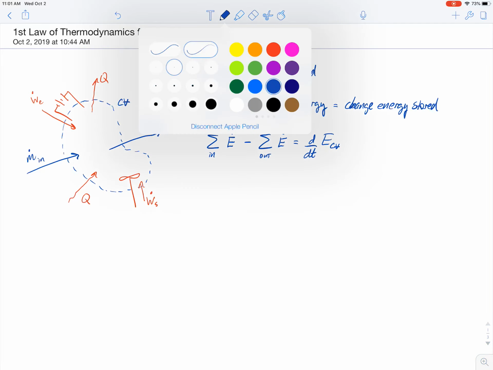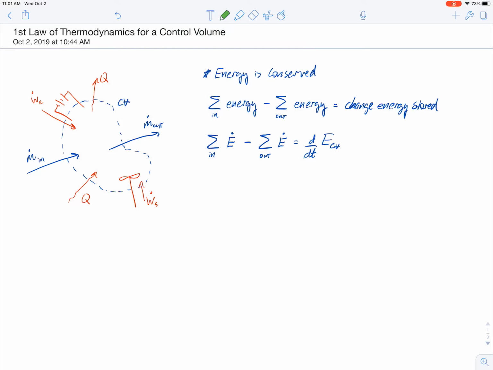Okay, let's talk about the left-hand and right-hand side here conceptually. On the left-hand side, I have energy flows, energy flowing across my boundary. And now I have three possibilities. I have heat transfer as one mode. As a second mode, I have work. And as a third mode, I have energy being carried by mass as it flows across the boundary. So, energy carried by mass.